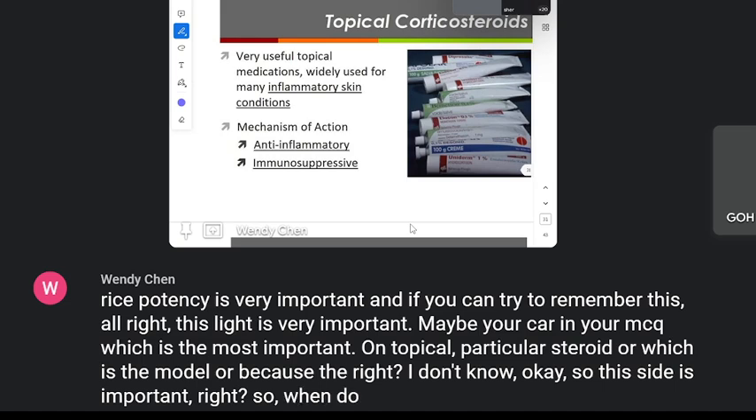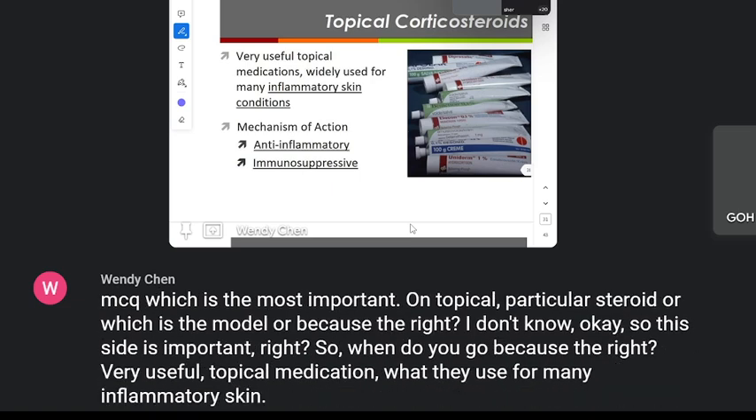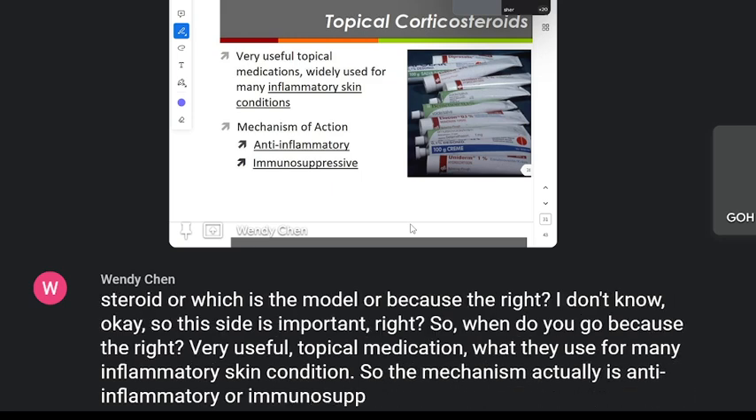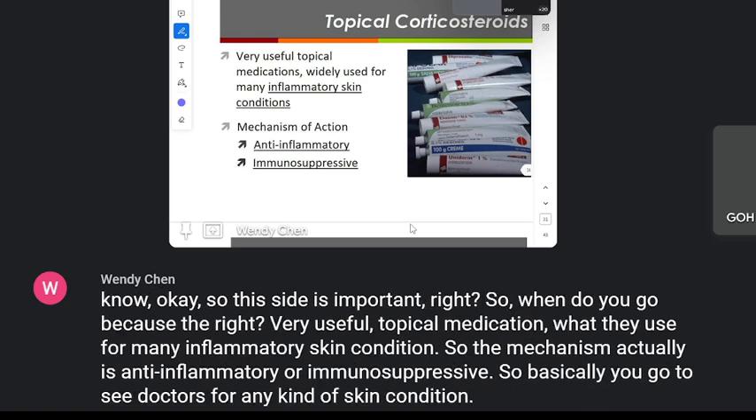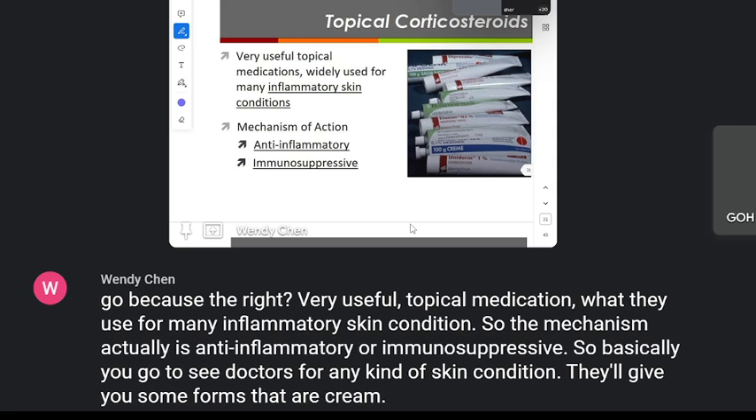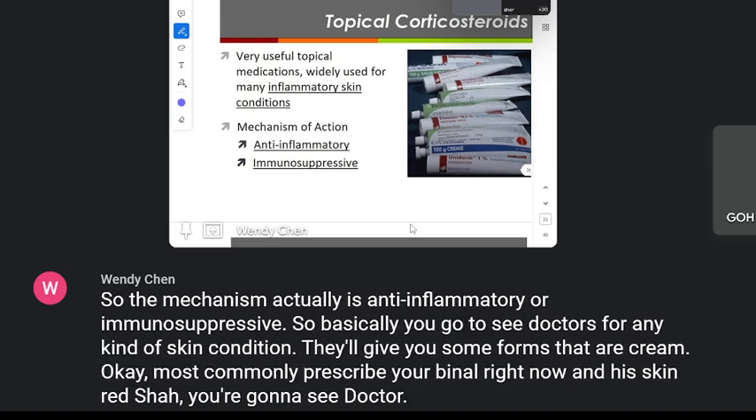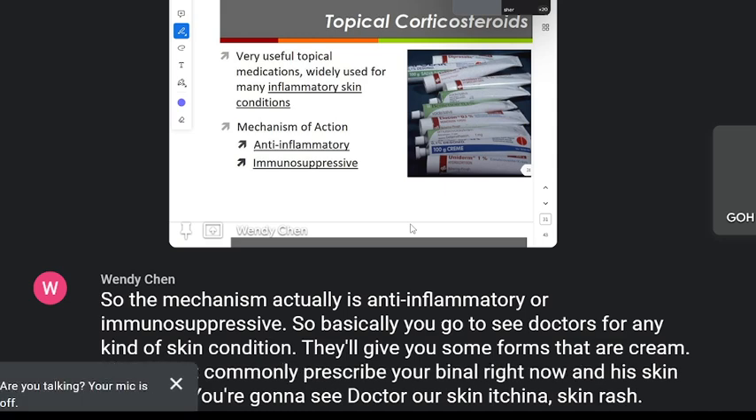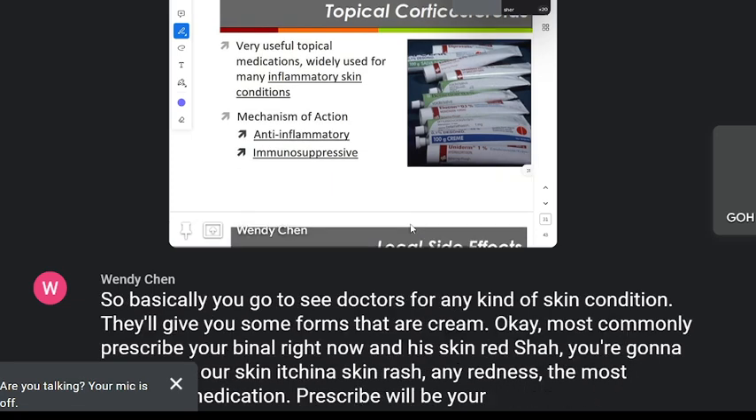So when do you use corticosteroid? It is a very useful topical medication widely used for many inflammatory skin conditions. So the mechanism of action is anti-inflammatory or immunosuppressive. So basically you go to see doctors for any kind of skin condition, they'll give you some form of steroid cream. Most commonly prescribed is your Benovit. Any skin rash, you go to see a doctor, you tell the doctor skin itchiness, skin rash, any redness, the most common medication prescribed will be your topical corticosteroids.